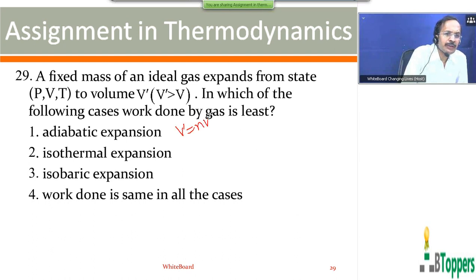is n times the initial volume. Because V dash is given to be greater than V, that means volume increases. That means n is greater than 1 in each case. You must know that the area under the PV graph and volume axis gives you the work done by the gas.